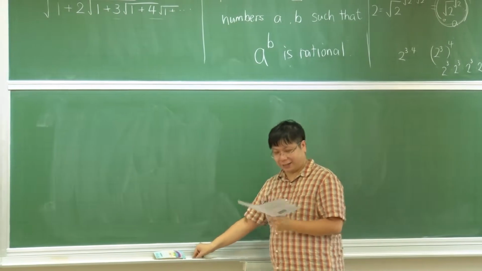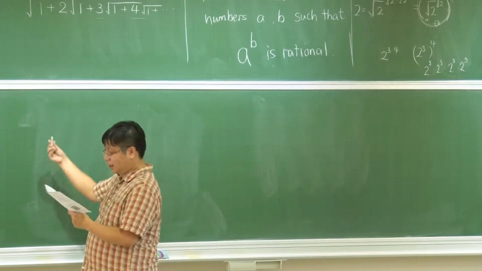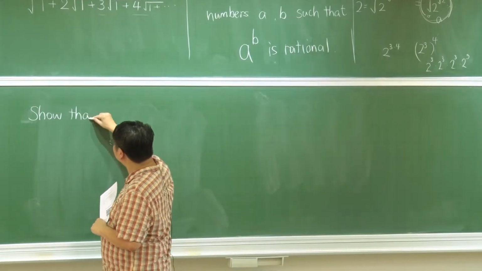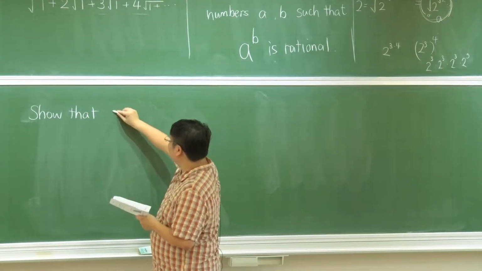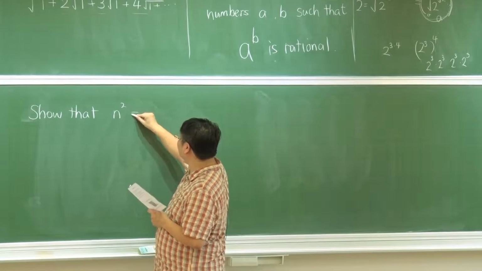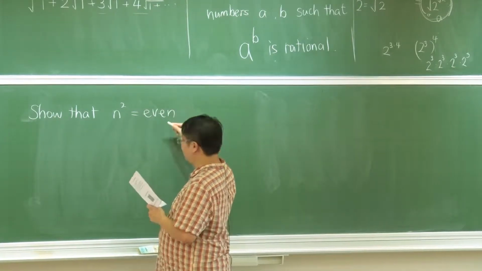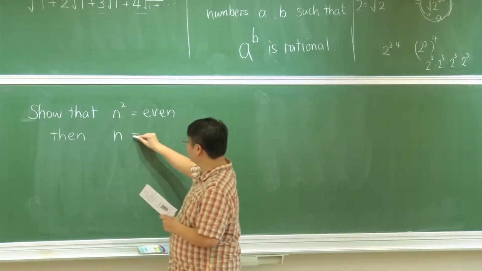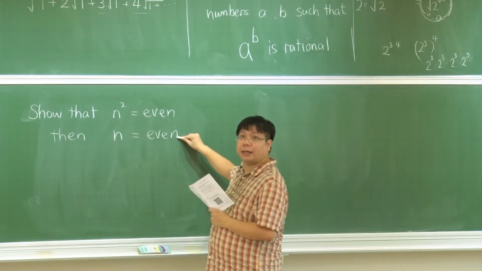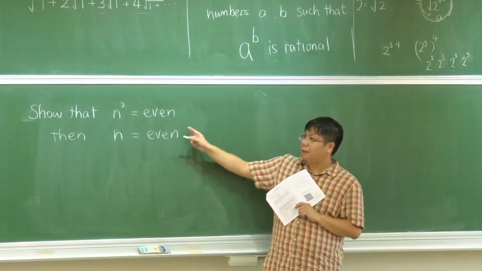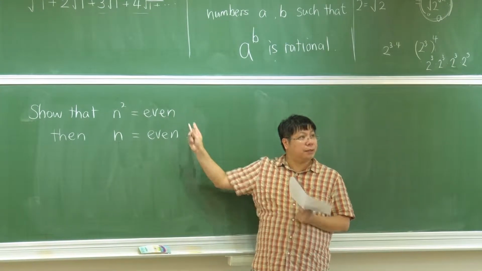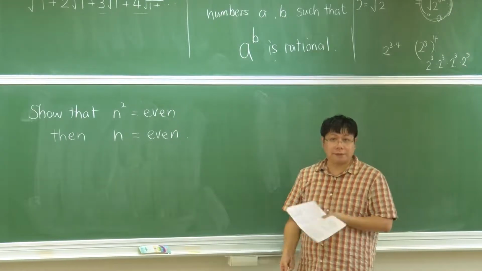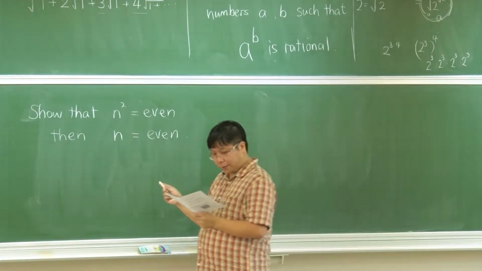Now, another one. Okay, show that, if n squared is even, then n is even. So we assume that n is an integer. So first of all, the theorem is nothing wrong. This is correct. N squared is even implies n is even. It is correct. But let's look at the proof.